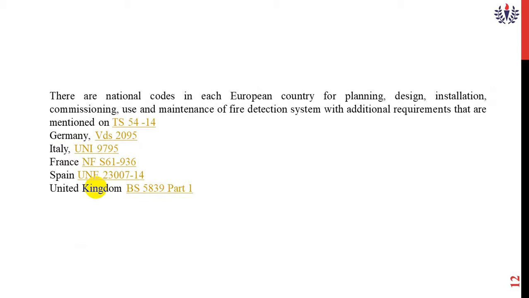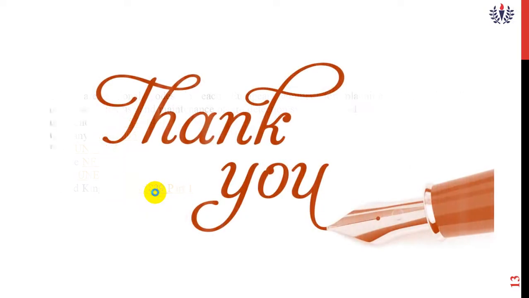Okay, apart from this, each and every country has different types of codes. If you take Germany, they have VDS 2095, Italy UNI 9795, France NF S61936, Spain UNE, United Kingdom BS 5831. Okay, now I will show a small standard code.